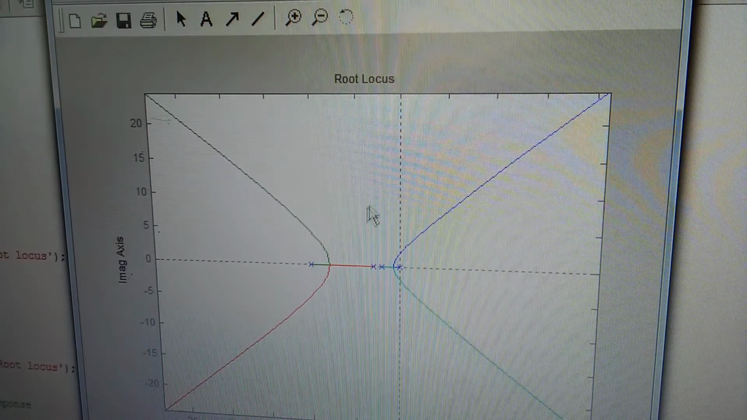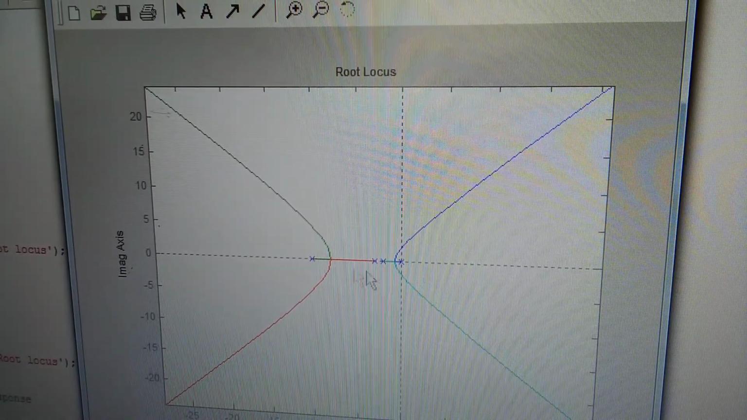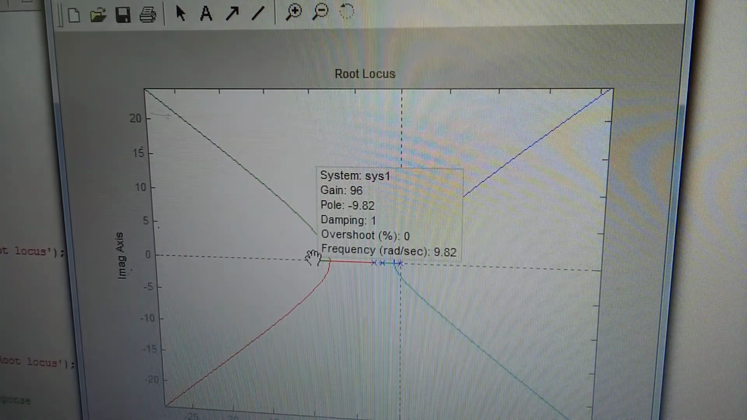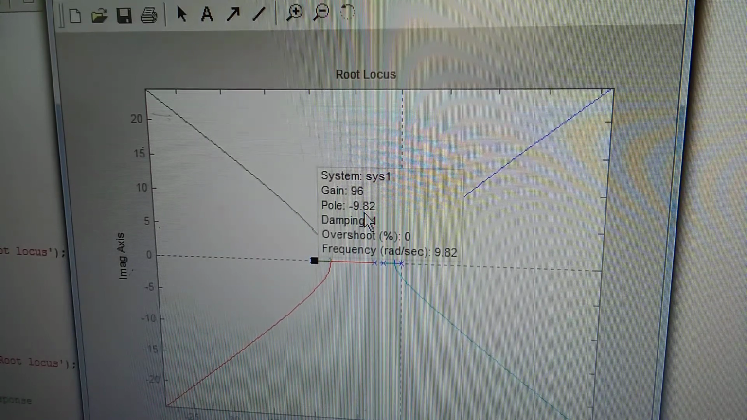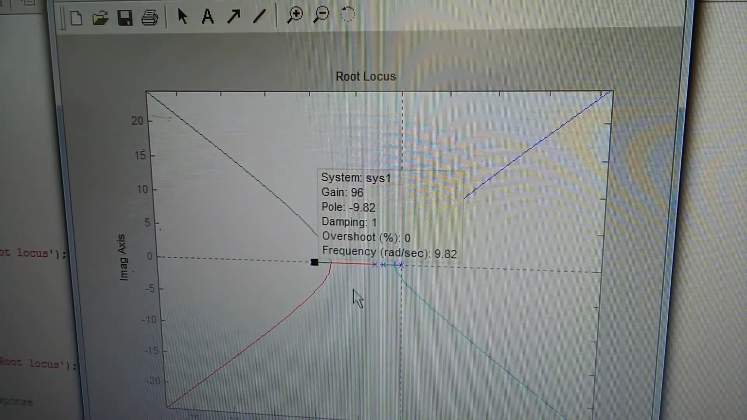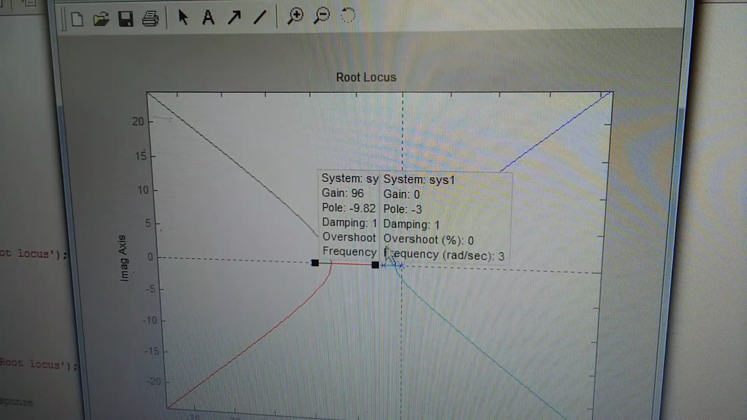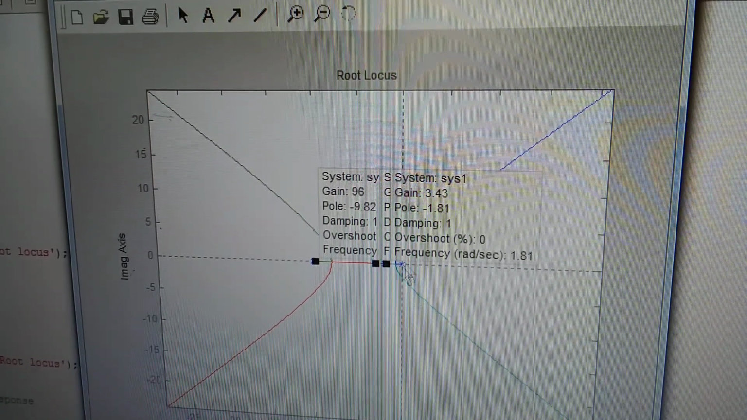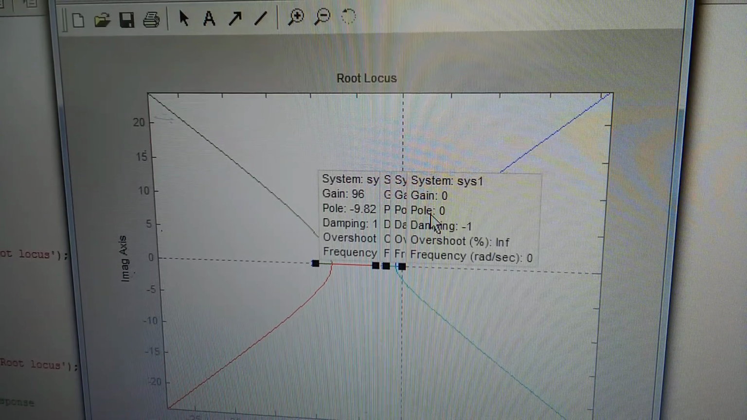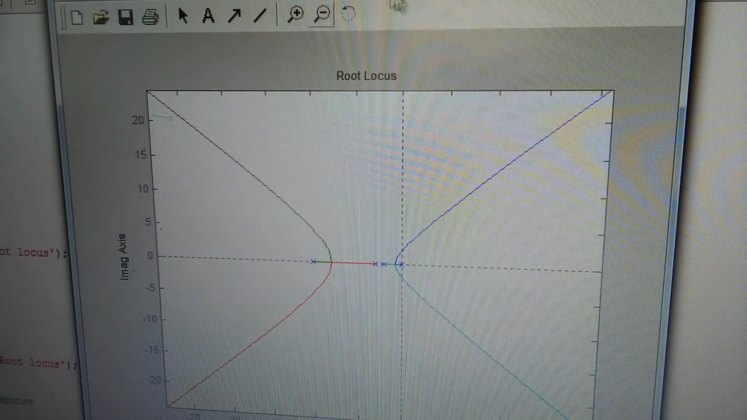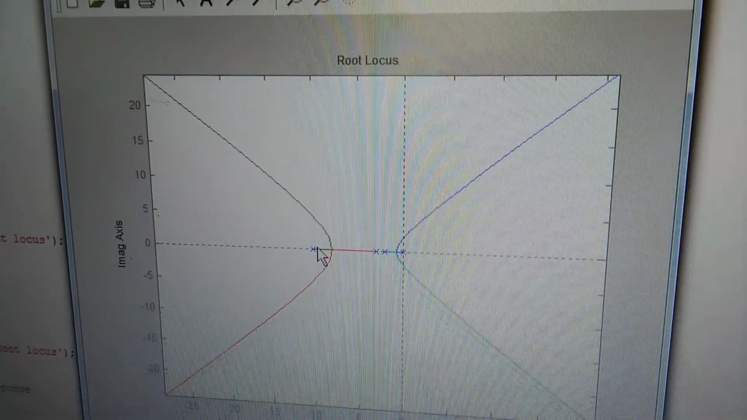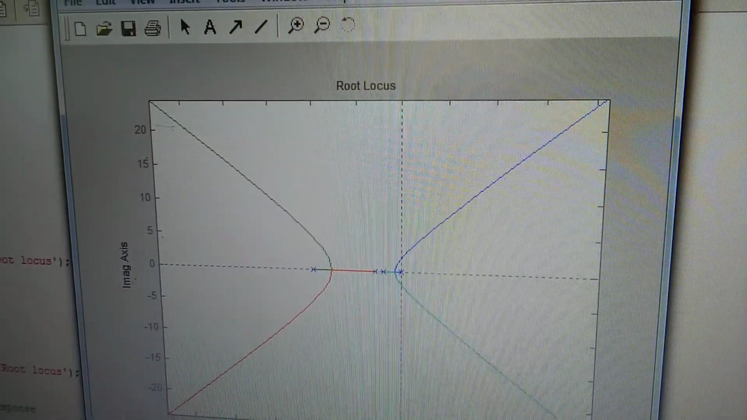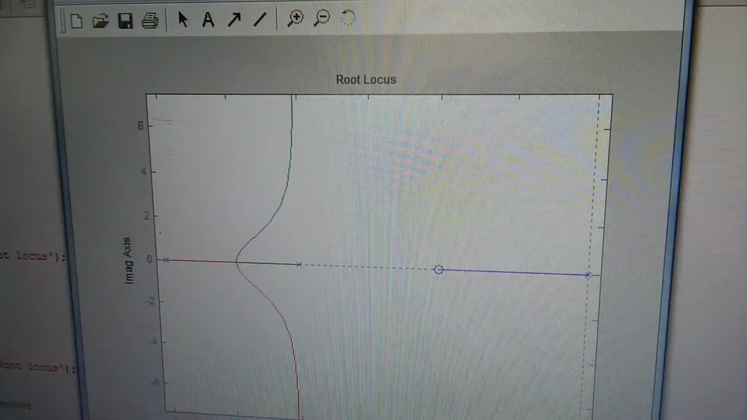The second one is the effect of poles. See, this is the first pole. What is the pole? Minus 9, that is the 0.82. The next pole is equal to minus 3. The third pole is minus 1.8. This is the pole and this is the zero. So this is the effect of the pole on the root locus. We are getting this output.